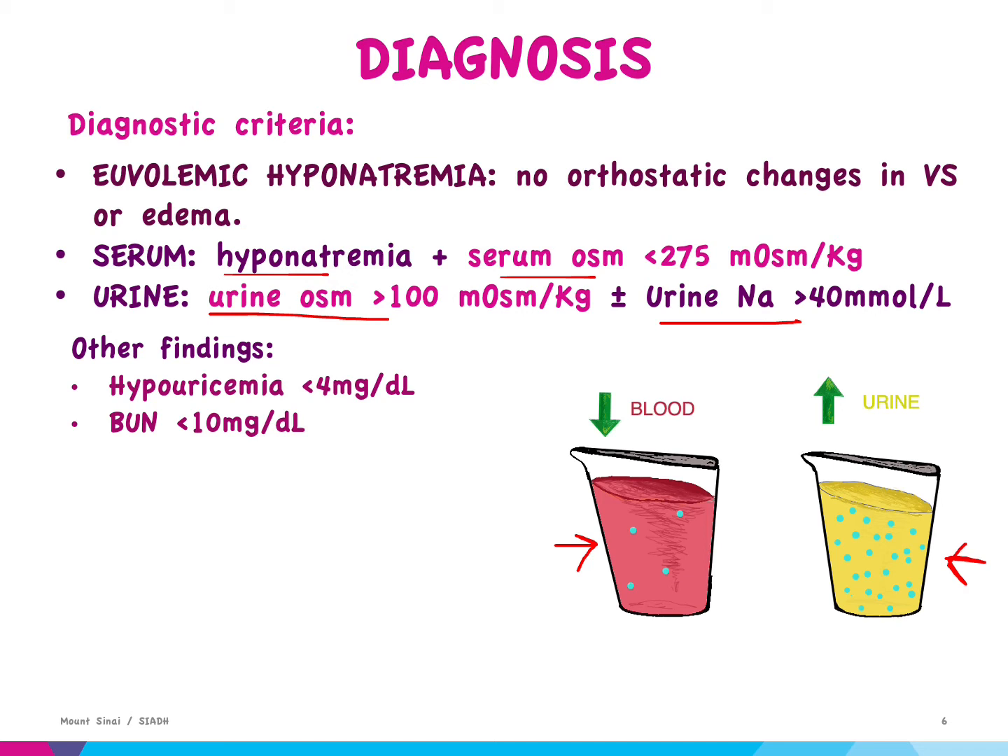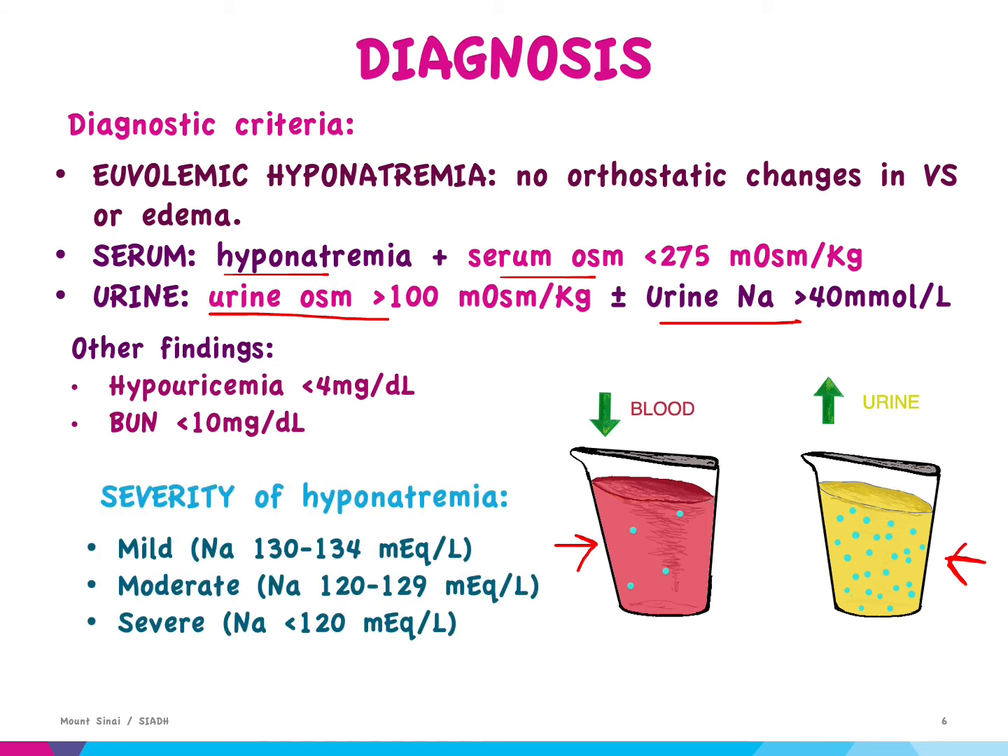We can then stratify depending on the severity of a hyponatremia. We will have mild if the sodium is between 130 and 134, moderate if it's 120 to 129, and severe when it's less than 120.